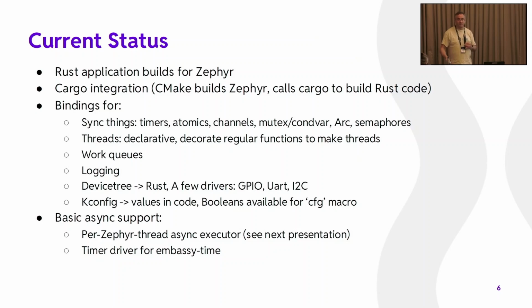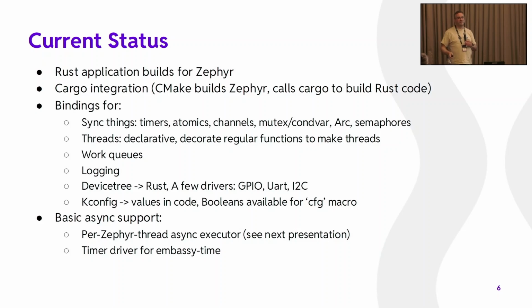So we have all the synchronization things: timers, atomics, channels, mutexes, condition variables, arcs, semaphores. That almost sounds like a song. There's threads, and these are declarative. I don't think I have an example in here just because of the short time frame, but I borrowed this from the Embassy project. As far as you have a function at the top level, you put an attribute in front of it that says it's #[zephyr::thread(. You have to give the stack sizes, that's mandatory, and there's a few other things you can put in there.